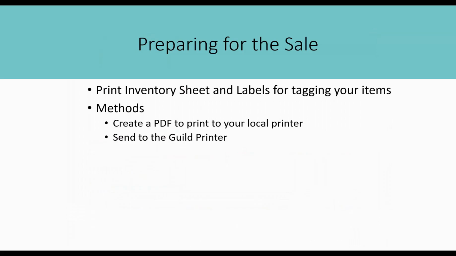To prepare for the sale, you will need to print out the inventory sheet and the labels for tagging your items. There are two methods for printing from the Artist Data Entry program. The first is to create a PDF, which you will then use to print to your local printer. You will need to supply your own paper and label supplies. The second is to send your print request to the Guild printer. The Guild printer will then print your items and mail them to you. This can take 1 to 2 weeks turnaround.